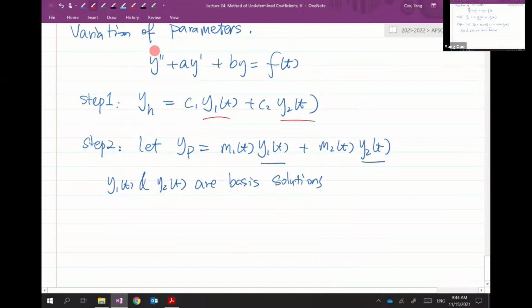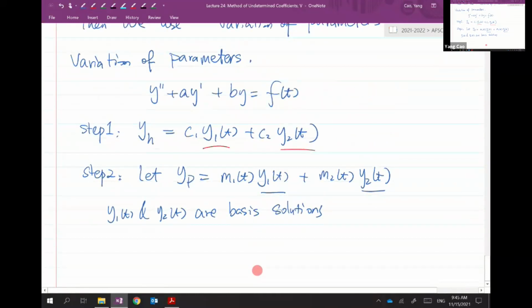We don't know, but of course it will work. So that's called a variation. This m1, m2 are the so-called parameters of y1, y2. You could multiply by 2 or 3, but then it's called a constant parameter. In this case, it's a time varying parameter, m1 and m2. So that's where the name variation of parameters comes from.